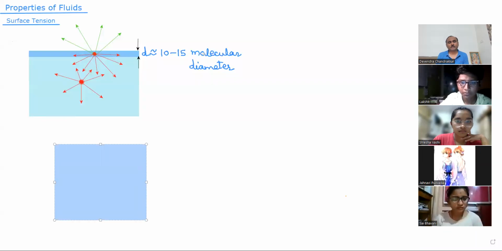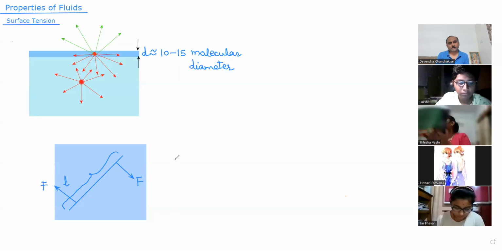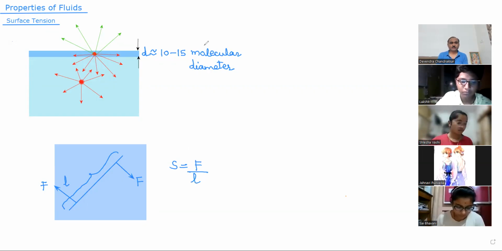Now, if I see the top view of this surface, this is how it looks. Let's give a mathematical expression to this surface tension. Suppose this is a line of length L, with force F acting on it. Surface tension S will be equal to force per unit length. This is the value of surface tension.